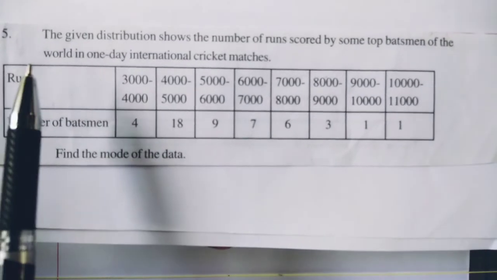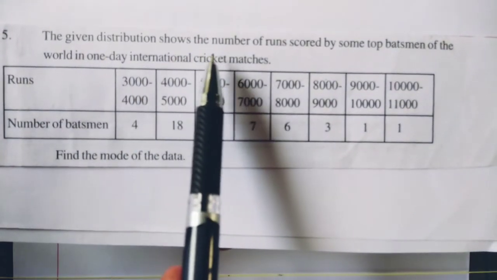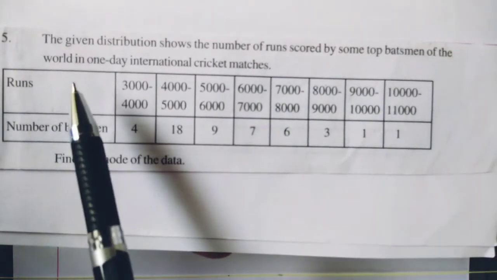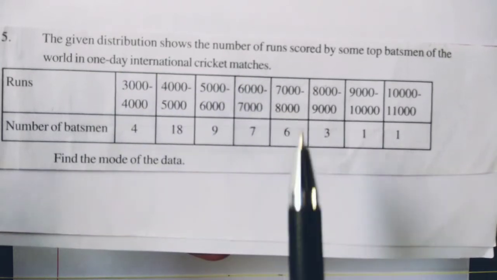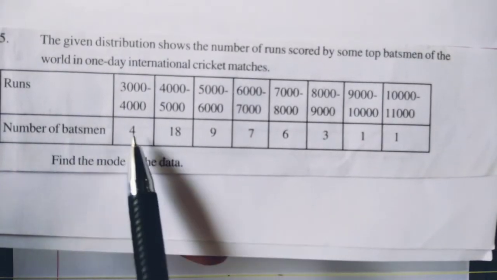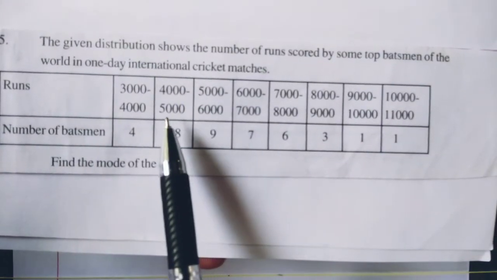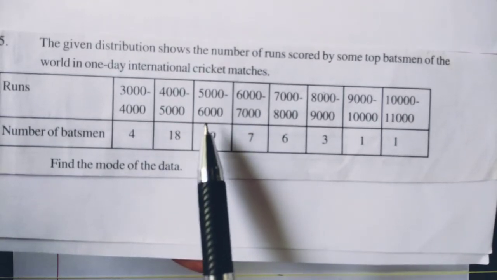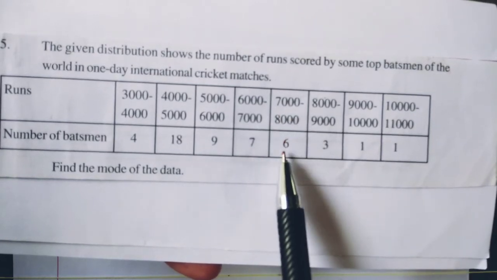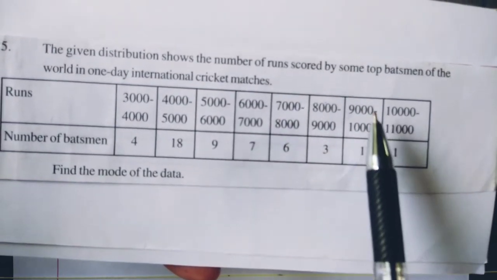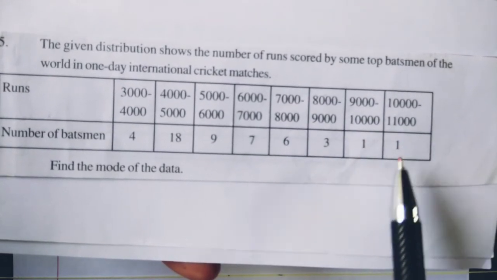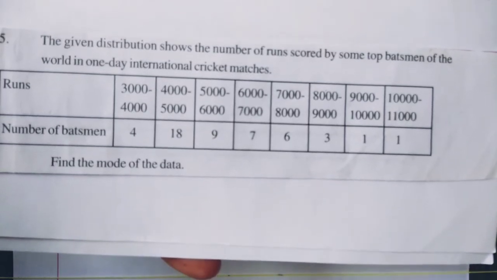Question number 5. The given distribution shows the number of runs scored by some top batsmen of the world in one-day international cricket matches. Runs 3,000 to 4,000, number of batsmen 4. 4,000 to 5,000, 18. 5,000 to 6,000, 9. 6,000 to 7,000, 7. 7,000 to 8,000, 6. 8,000 to 9,000, 3. 9,000 to 10,000, 1. 10,000 to 11,000, 1. Find the mode of the data.